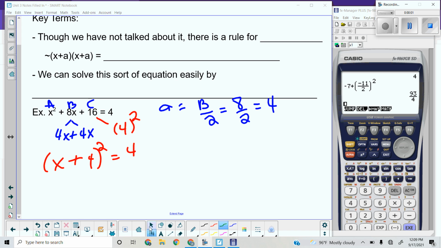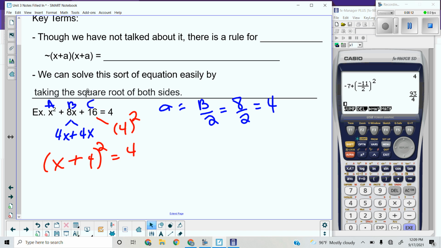Right, now we're going to do 3.4 part 2. So now we're actually going to solve these. We can easily solve this sort of equation by taking the square root of both sides.